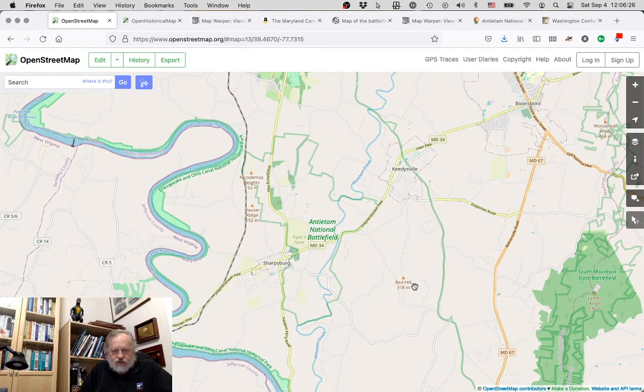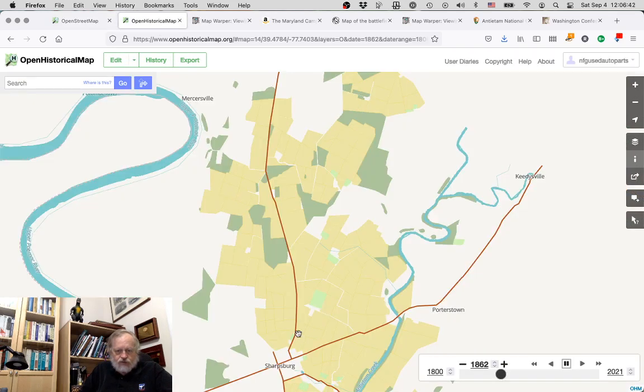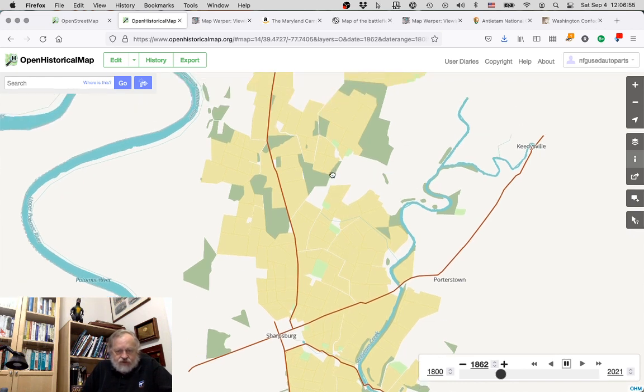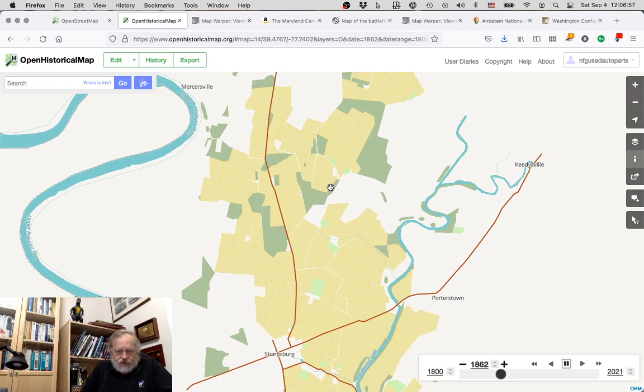And Antietam Creek is what the battlefield's named after, and this is the Antietam Creek. Sometimes the battle is referred to as the Battle of Sharpsburg. Sharpsburg, Maryland is the small town located here. If we go back to OpenHistoricalMap, there is Sharpsburg right there, and the footprint today is not a whole lot bigger than it was back in 1862, and there's a lot of historic preservation there.